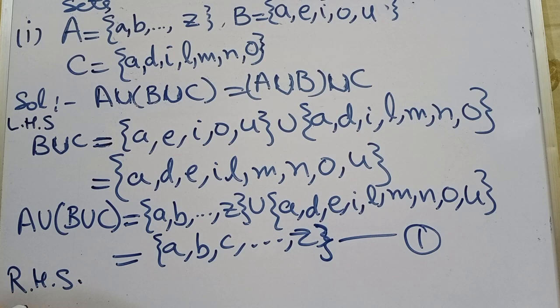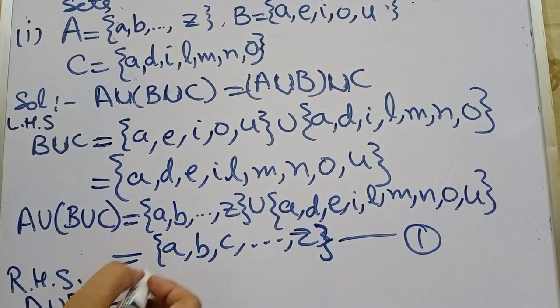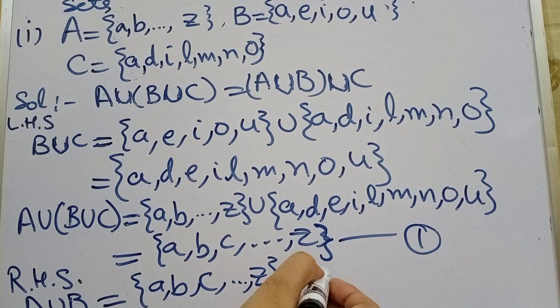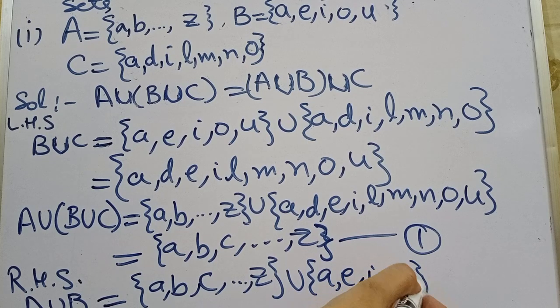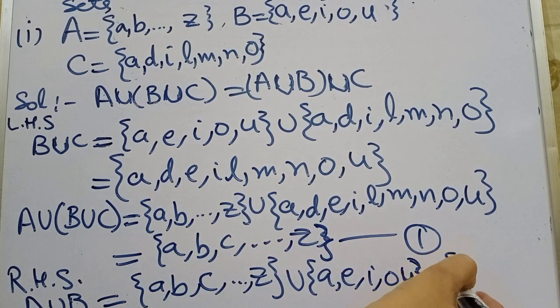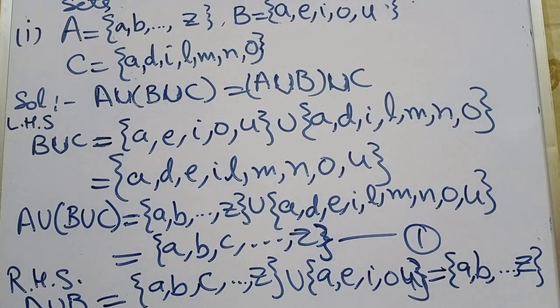So we have to prove the right hand side. On the right hand side we have (A union B) union C. Set A has elements A, B, C up to Z, union set B, which has elements A, E, I, O, U. This is again a subset of set A, so we have to write here only set A, B up to Z, the superset.